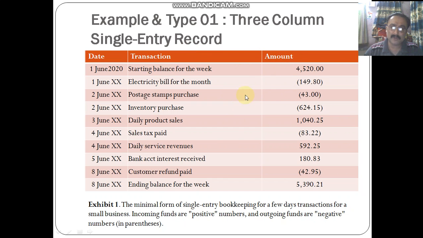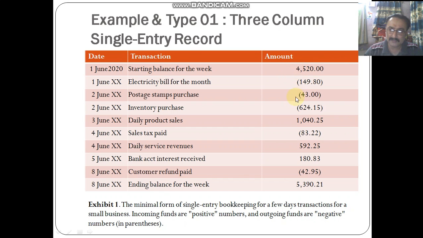Now its major part is this column, which I mentioned in my earlier definition, with the opening balance of our cash in the books of account, that is mentioned over here, 4,520 rupees, from which we subtract expenses. In parentheses or brackets, I have shown the minus figures, and the plus figure is our revenue, that is added to our balance.